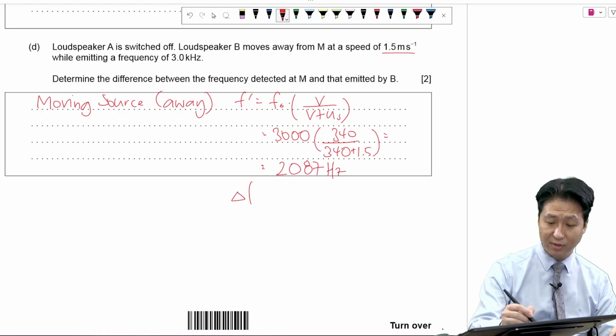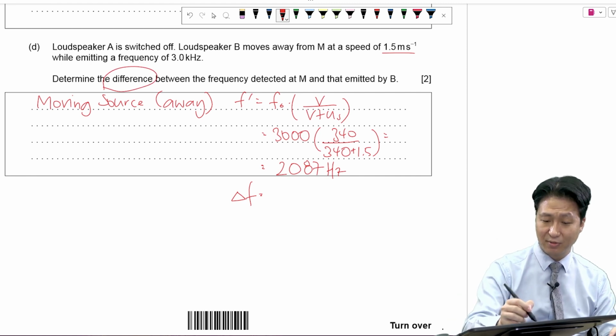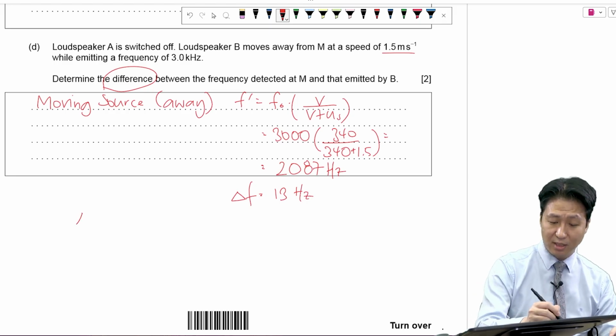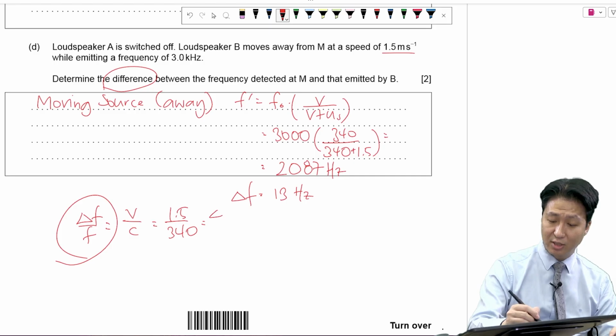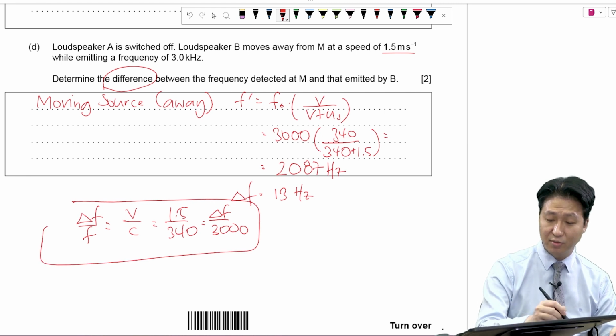which means that the change in frequency, remember they asked for the difference in the frequencies, not the actual new frequency, it's going to be 13 hertz. A different way to get this, you can use the relative change in frequency is equal to the velocity over the speed of the wave, which is 1.5 meters per second over 340 meters per second, which must be equal to the frequency difference over the original frequency of 3000. Using this equation will give us the same result.